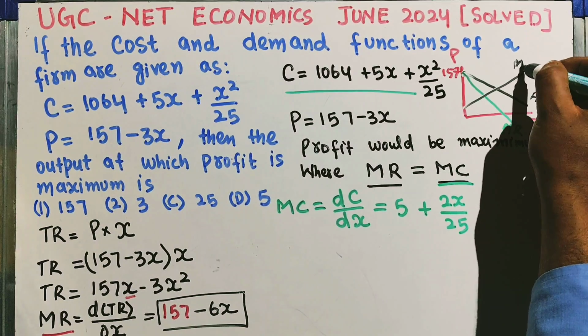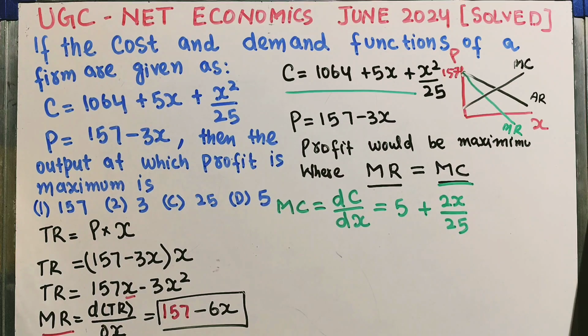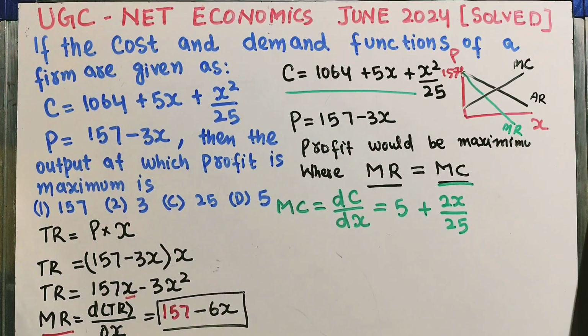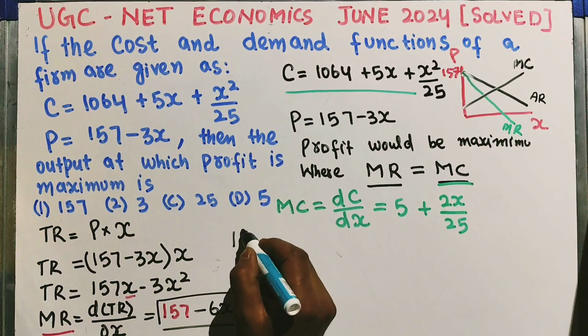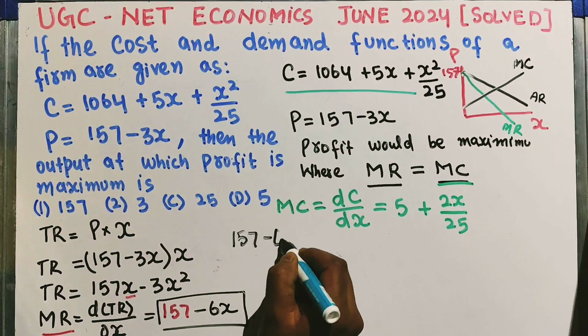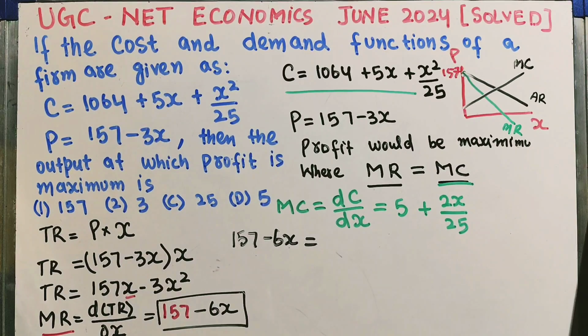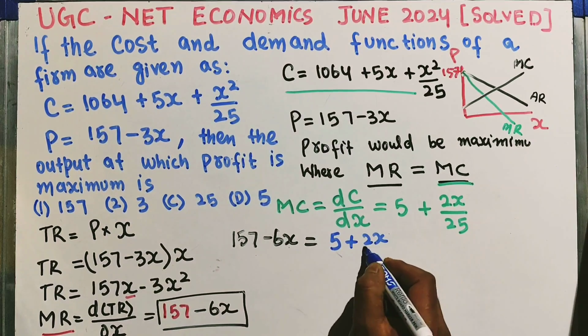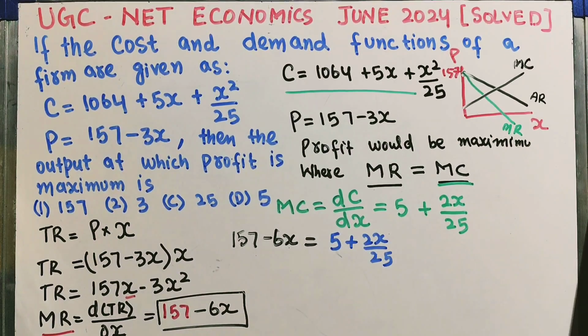So we have the marginal cost function here. Now, as we know, profit is maximized where marginal revenue is equal to marginal cost. What is marginal revenue? That is equal to 157 minus 6x, and we equate it with the marginal cost function that we got as 5 plus 2x upon 25. Now we need to solve for x here.